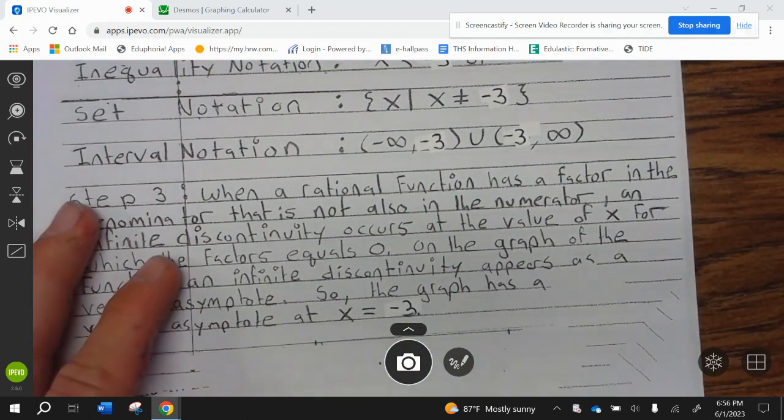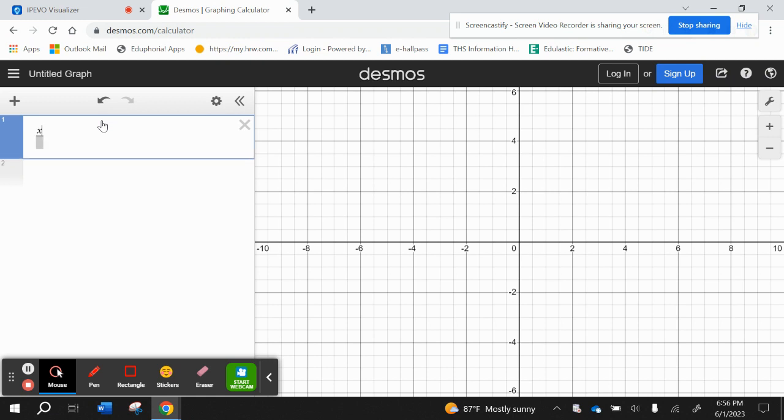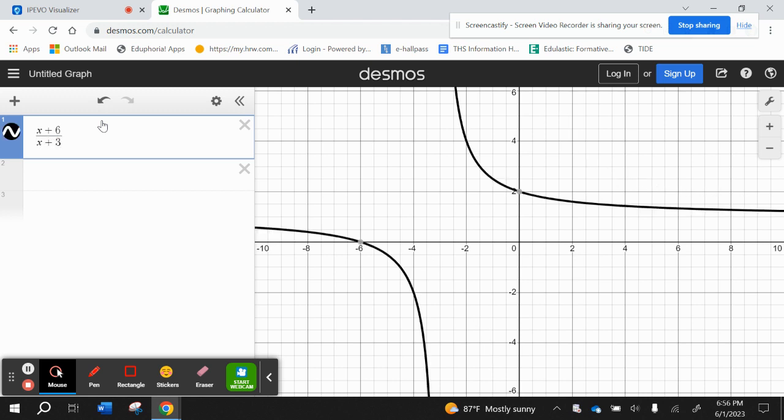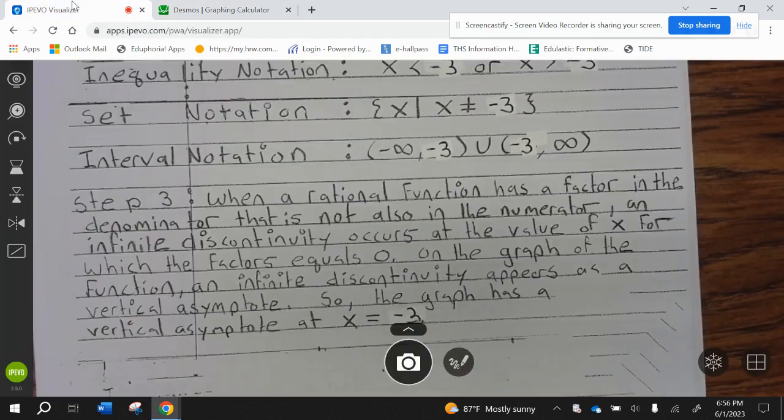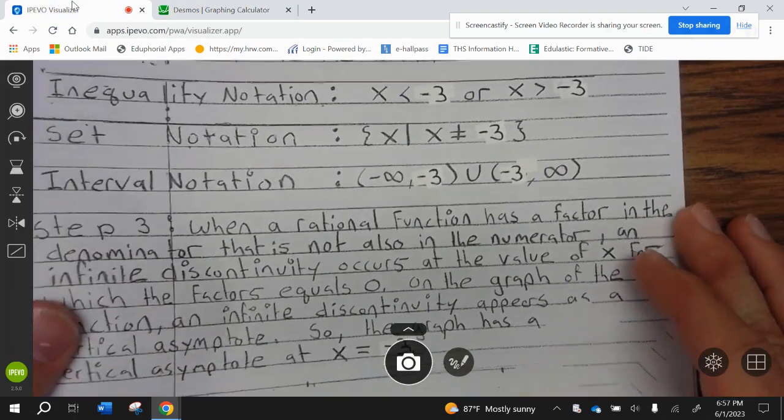Okay, so let's go ahead and graph. x plus 6 divided by x plus 3. And then I'm going to go ahead and graph x equals negative 3. And you can see here where the discontinuity is. So you can see x is less than negative 3, x is greater than negative 3, x does not equal negative 3, and it's from negative infinity to negative 3 or from negative 3 to infinity. Okay? All right, let's take a look at the next example.